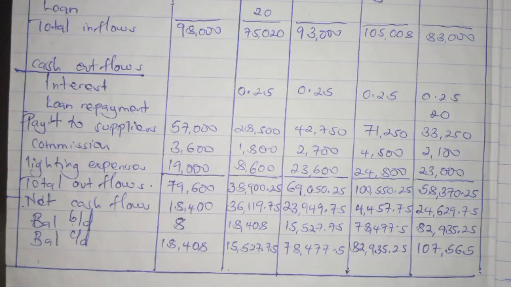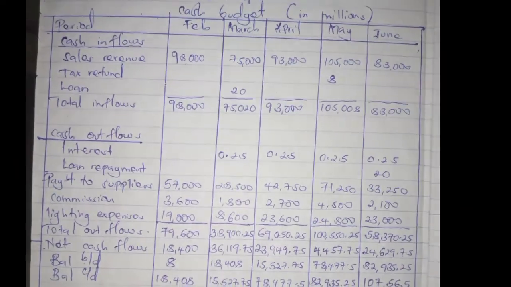We do the same thing until the last month. If the closing balance in the last month is positive, it means that we are having a surplus. But if it's negative, it means that we are having a deficit. But in this case, we are having a positive figure, so we are having a surplus of 107,565. And that is the cash budget that they asked for in the question.